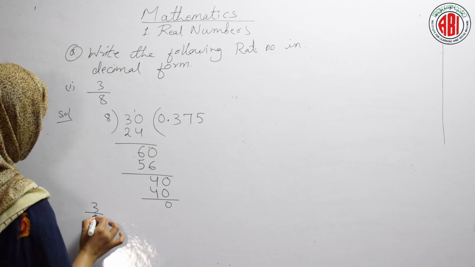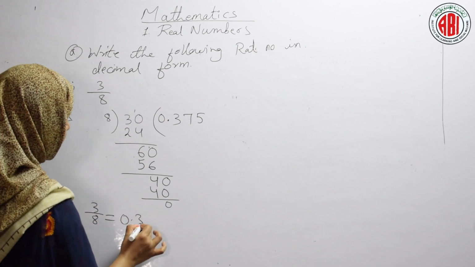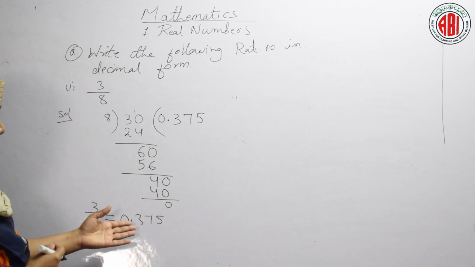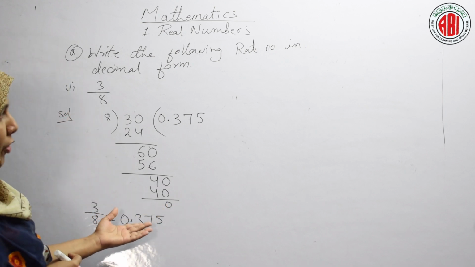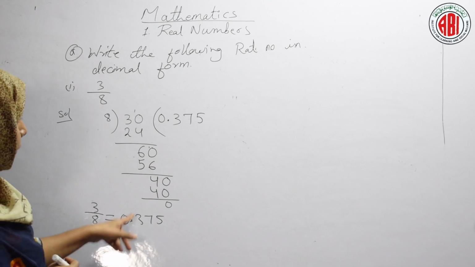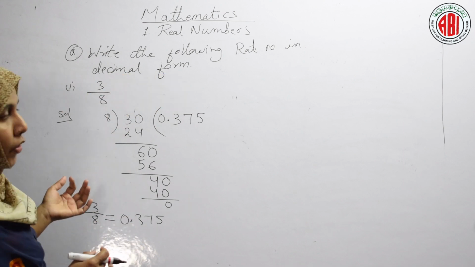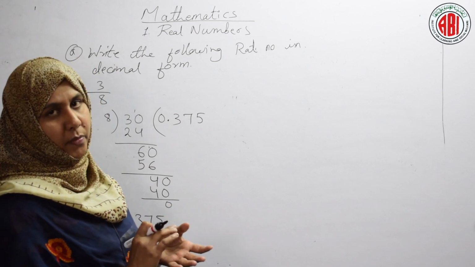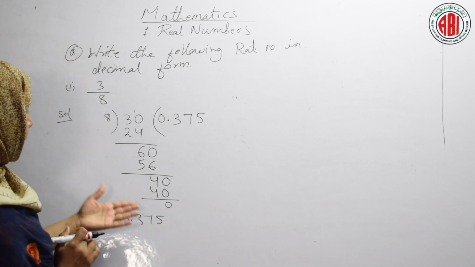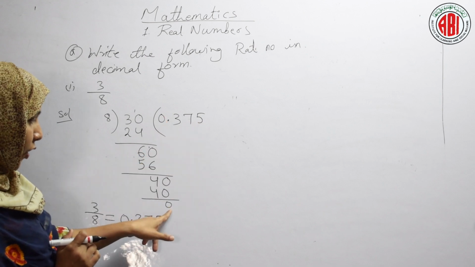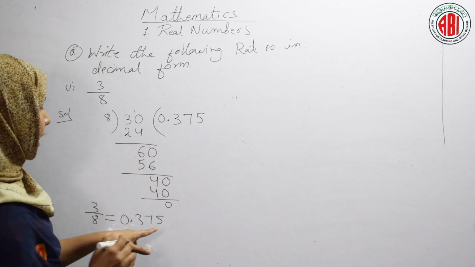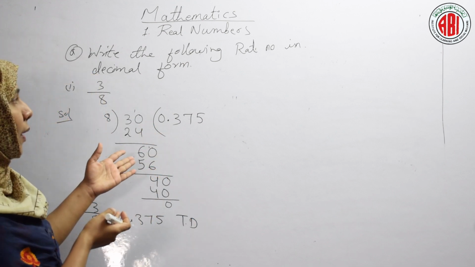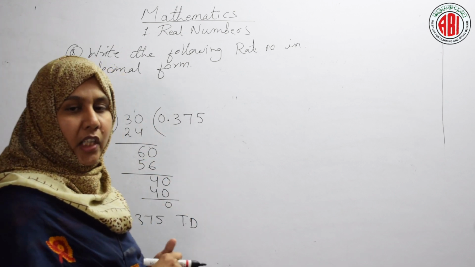3 by 8 we can write as 0.375. So, can you say after looking at the answer, is it terminating or non-terminating recurring? Because it is a rational number. Rational numbers have 2 types, terminating decimal and non-terminating repeating decimal. Because we are getting remainder 0, we can say this is a terminating decimal. And what method are we applying? Division method we are applying, right. Now, we have another problem.